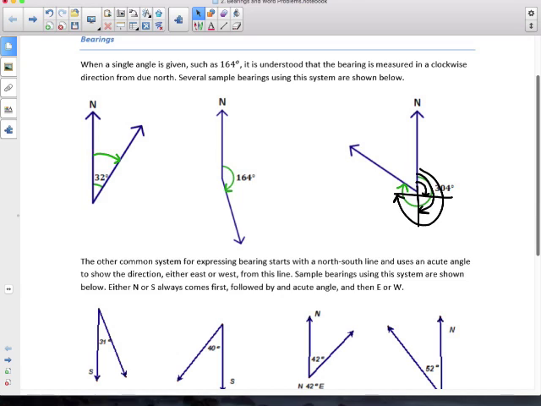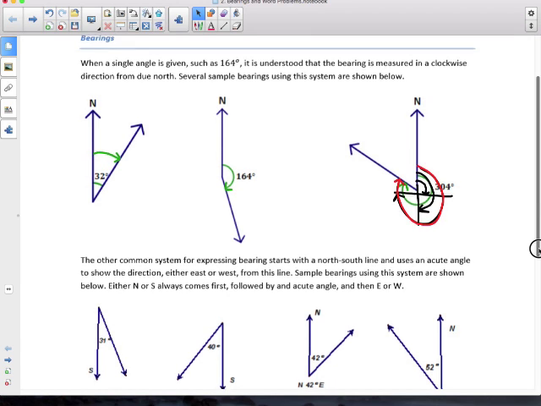So for this last one, since 304 is bigger than 270, I know that I need to go all the way around. Okay, so I need to go through here, so this is 270, and then a little bit past that.